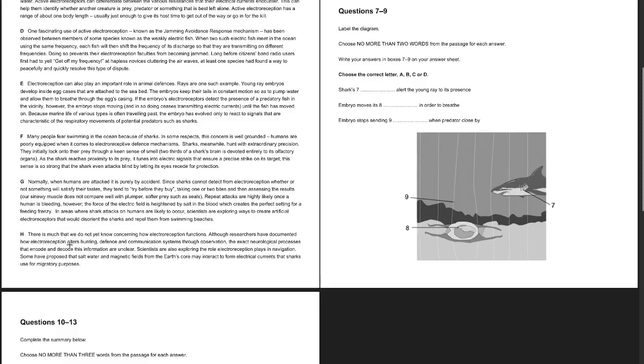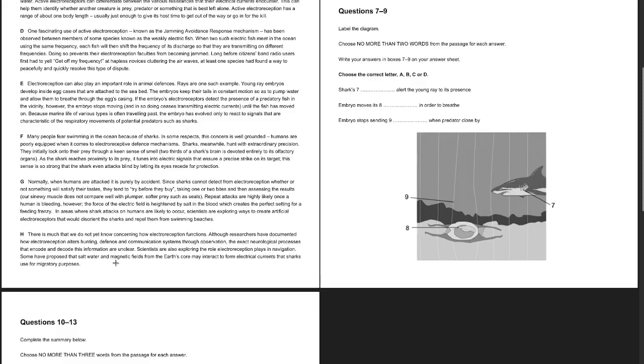Let's look at H. There is much that we do not yet know concerning how electroreception functions. Although researchers have documented how electroreception alters hunting, defense, and communication systems through observation, the exact neurological processes that encode and decode this information are unclear. Scientists are also exploring the role electroreception plays in navigation.